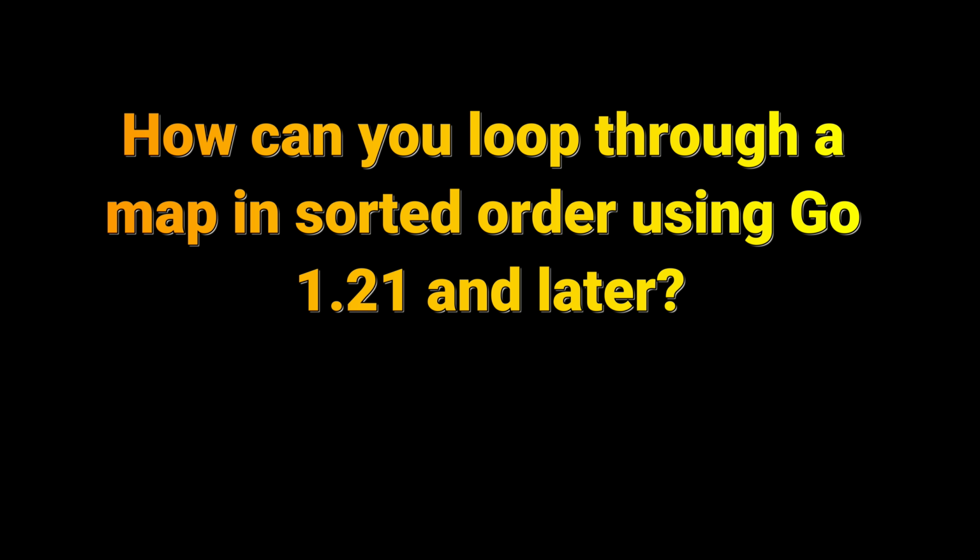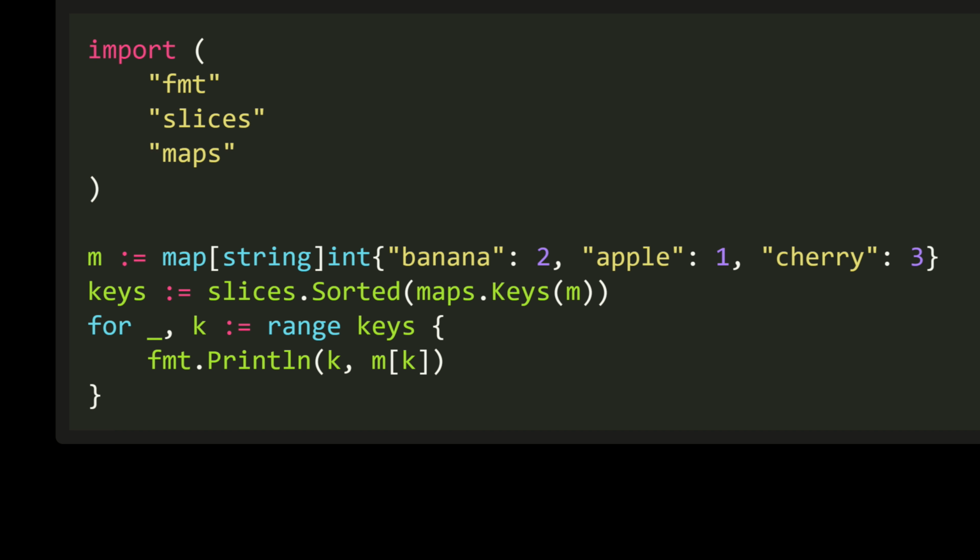Question: how can you loop through a map in sorted order using Go 1.21 and later? In newer versions of Go, you can use the slices and maps packages to make this easier. First, use maps.Keys to get all the map keys, then use slices.Sorted to sort them. Then, loop through the sorted keys to get each value from the map.